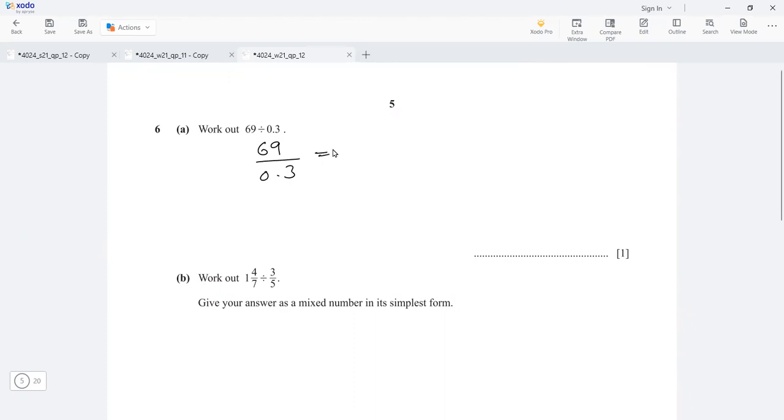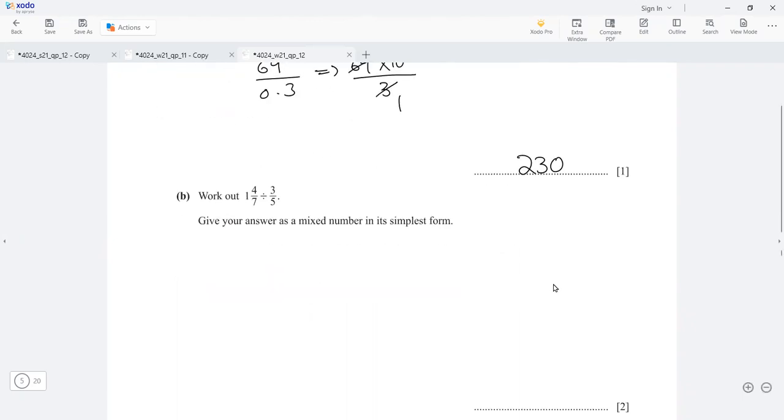Remove the decimal point and multiply with 10 in the numerator, because there is one digit after the decimal point. So we write down 3 here: 3 one times, 3 two times, and then 3 three times. So 23 times 10 results in 230, which is the answer for part A of question number 6.